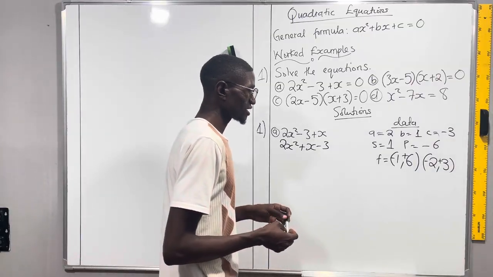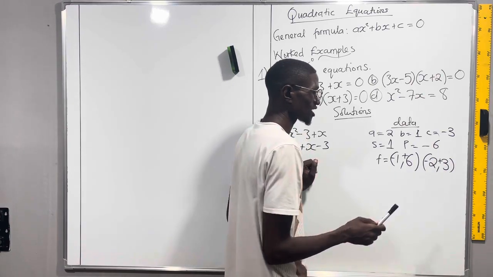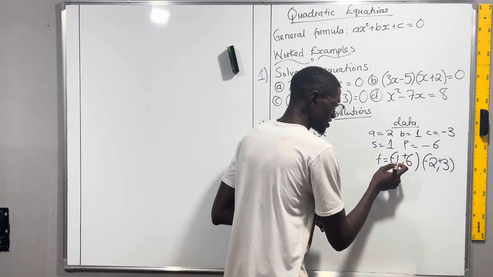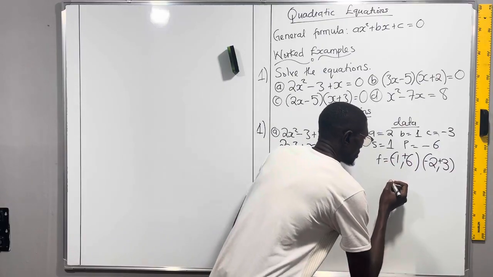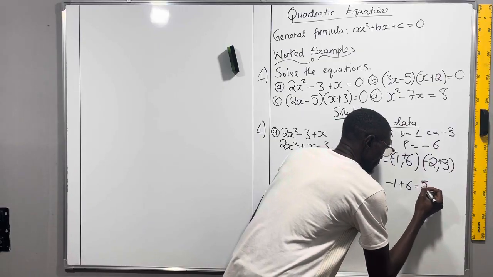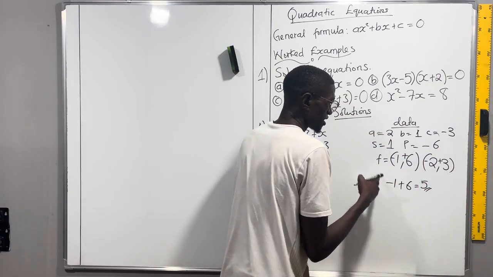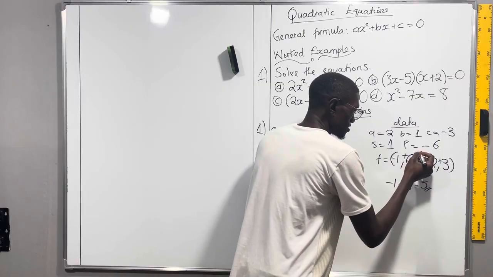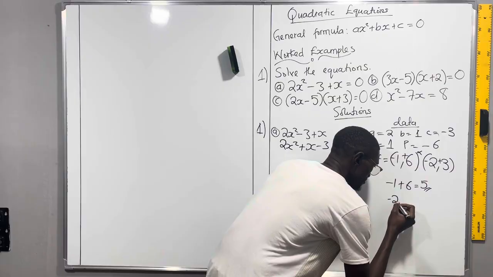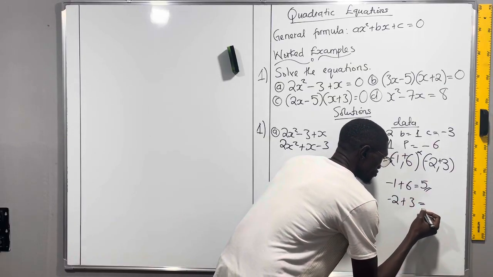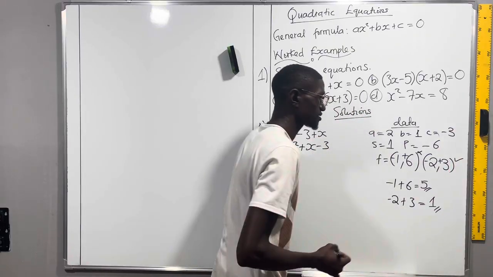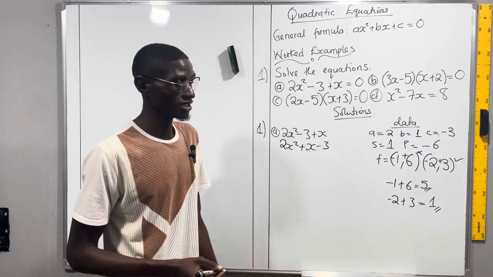So for the last test, we need to try which of these brackets can we add to give us positive 1. So we're going to say negative 1 plus positive 6 is going to be negative 1 plus 6, giving us positive 5 as our final answer. So this bracket has not given us positive 1, meaning these are not the numbers we're looking for. Let's try these others. Negative 2 plus 3, this gives us positive 1, meaning these are the numbers we are looking for. So those are the two factors we've actually been looking for.